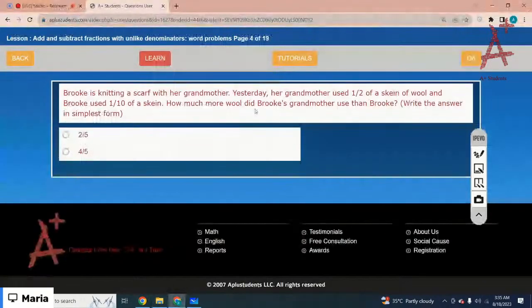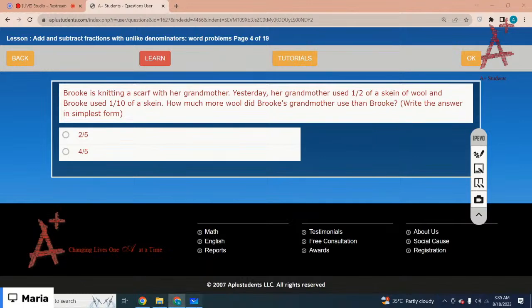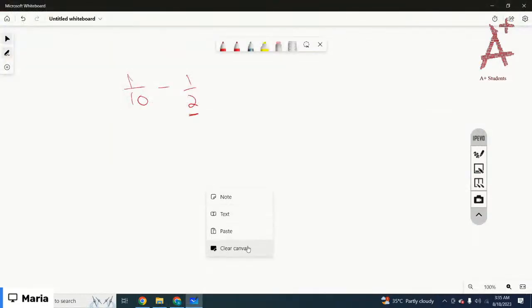How much more wool did Brooke's grandmother use than Brooke? Okay, grandmother used half. It would be 1 over 2 minus 1 over 10, right? Because her grandmother used 1 over 2. So you have to subtract 1 over 2 minus 1 over 10, not 1 over 10 minus 1 over 2.